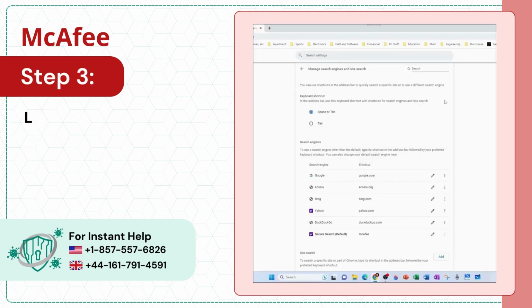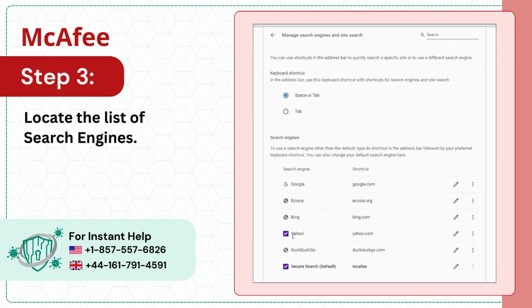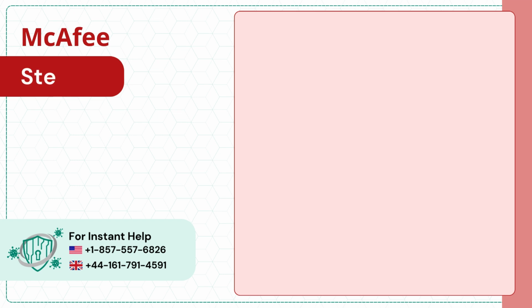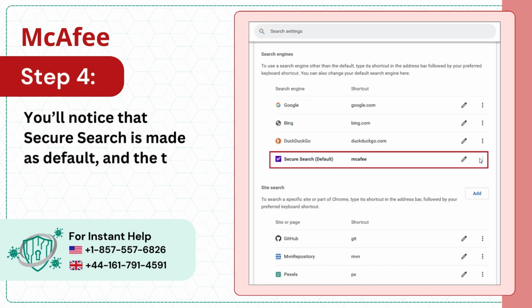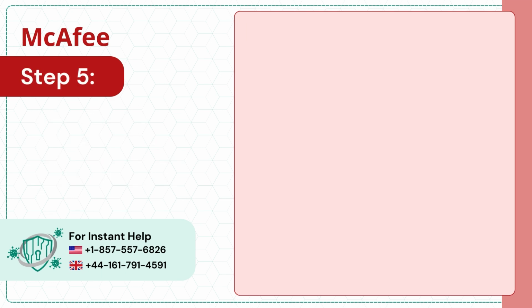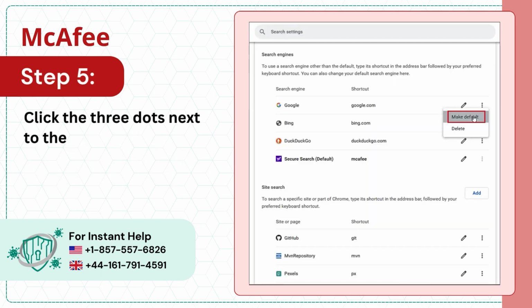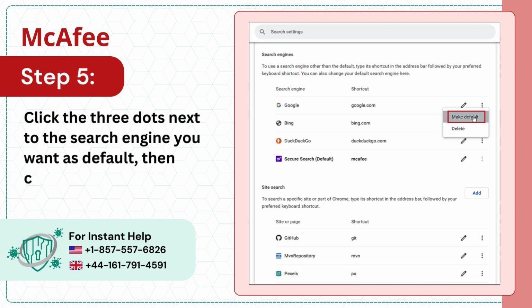Step 3. Locate the list of search engines. Step 4. You'll notice that Secure Search is made as default and the three dots will be disabled. Step 5. Click the three dots next to the search engine you want as default, then click Make Default.